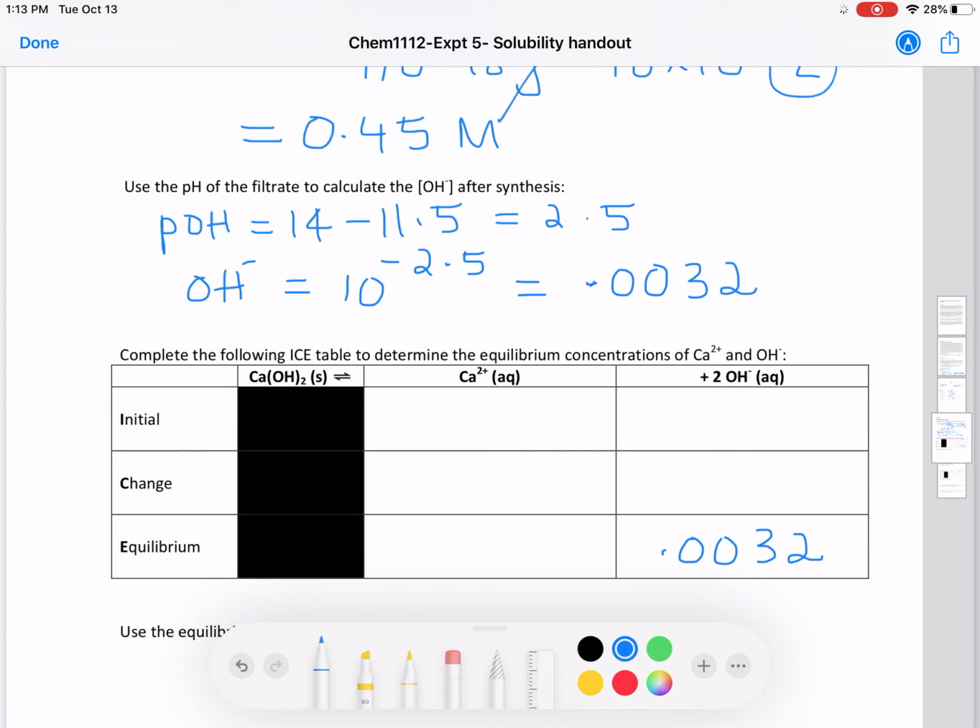The initial concentration of sodium hydroxide was given to us as 0.3. So if the equilibrium is this much, the change is going to be 0.3 minus 0.0032. That is 0.297. Let's do 0.297.